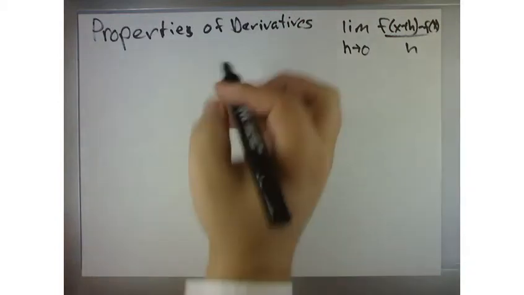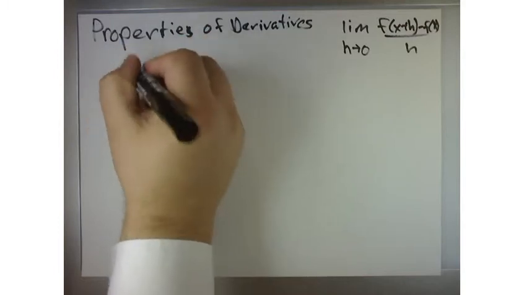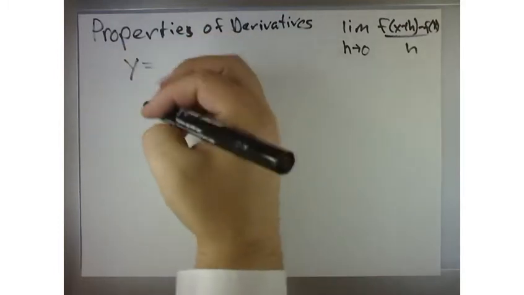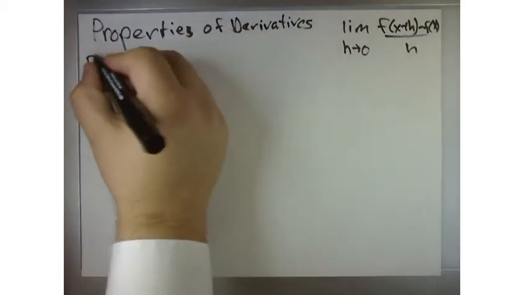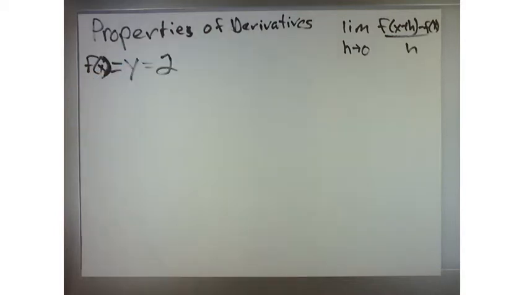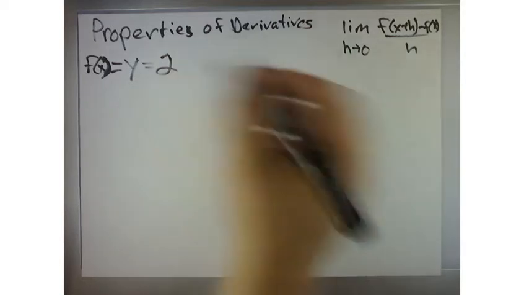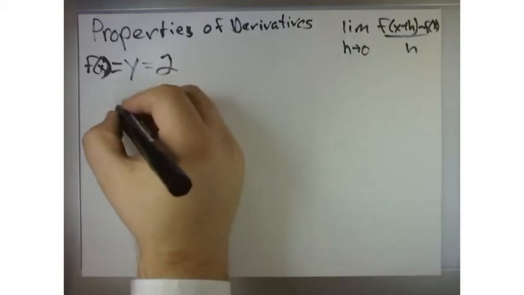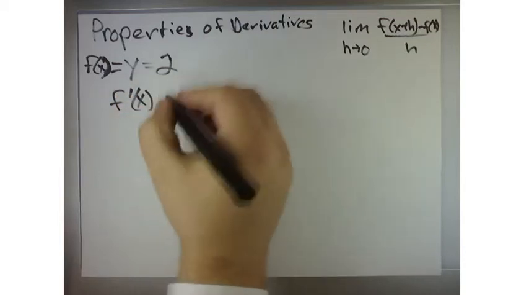But the first one is derivative of a constant. So let's say I have y equals 2. Well, that's really the same as f of x equals 2. Okay? Well, now if I go to take the derivative of this and I plug that in, every single time f prime of a constant will always equal 0.